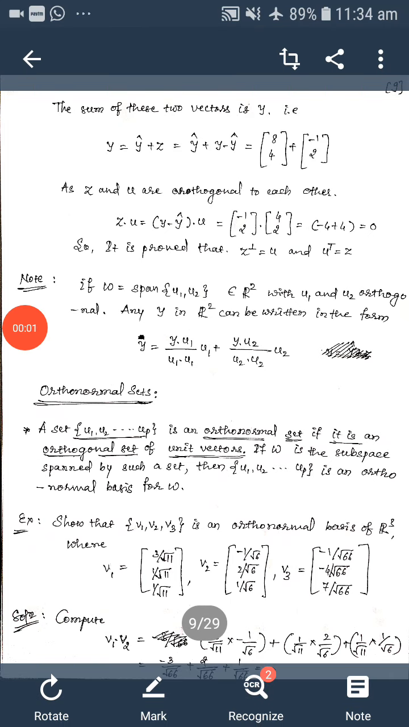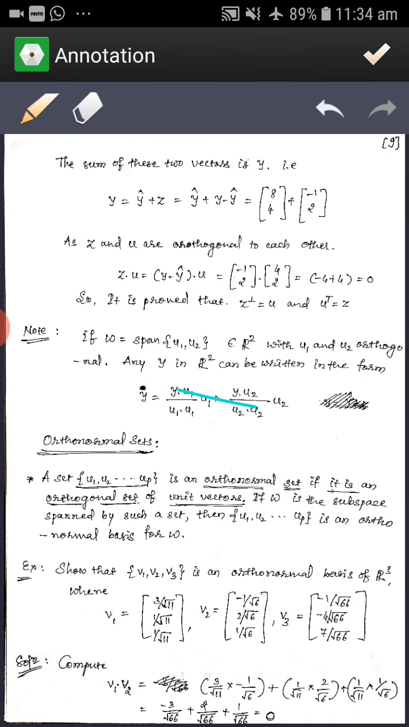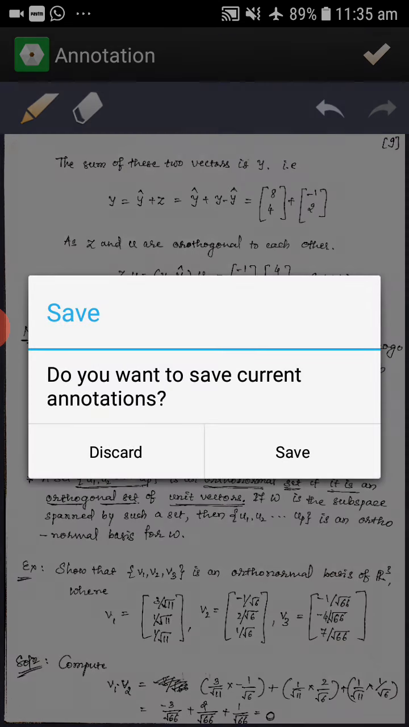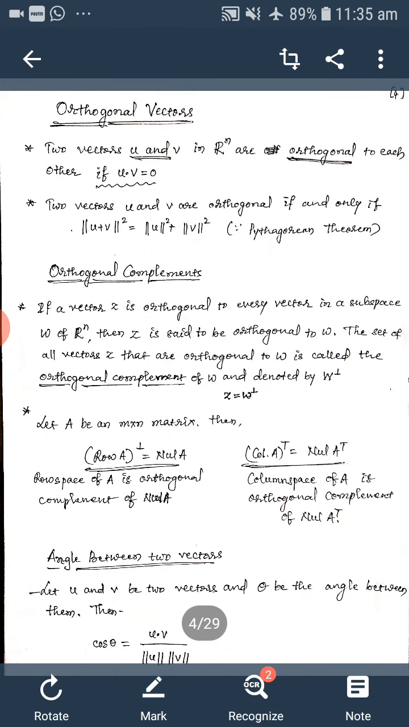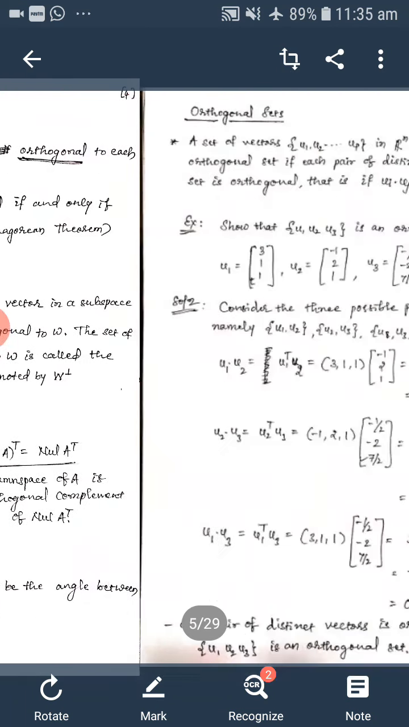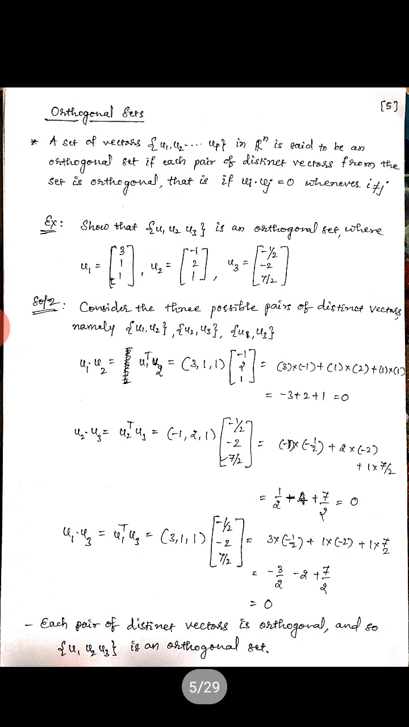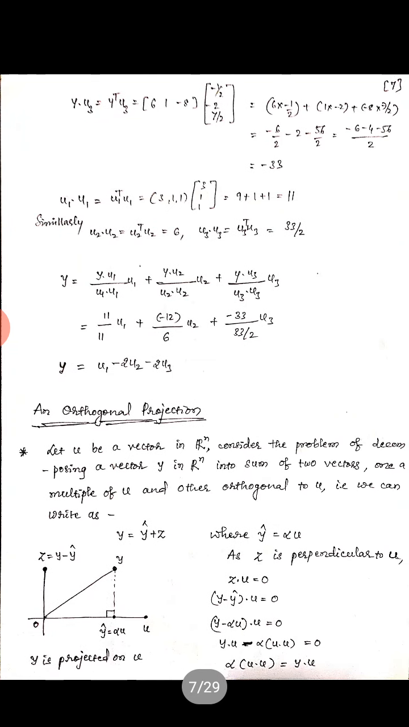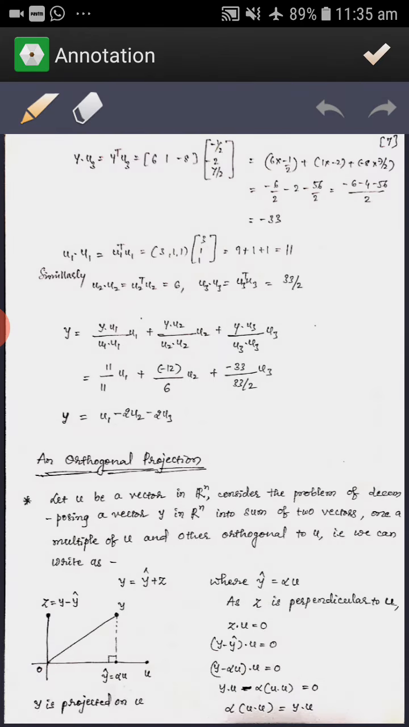In the previous class we have seen orthogonal vectors, orthogonal projection, length of the vector, and unit vector. Okay, all those things we have seen, the orthogonal complements, and orthogonal sets. Okay, so now in the orthogonal projection, here is just a small recap.